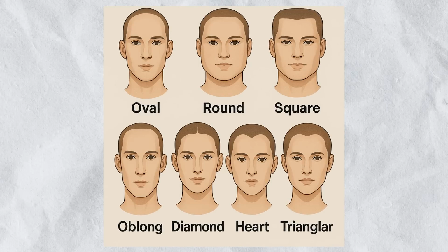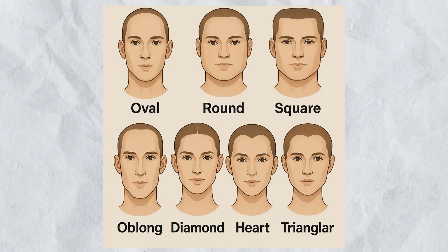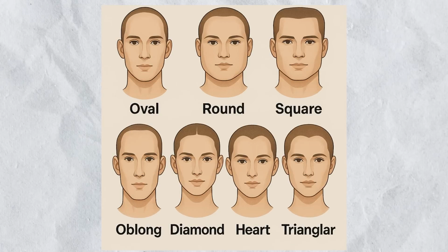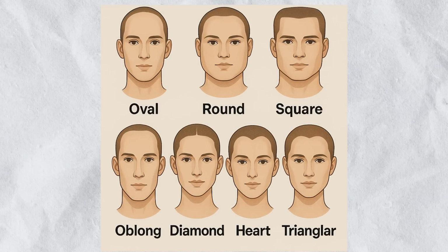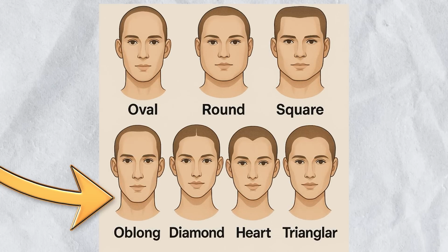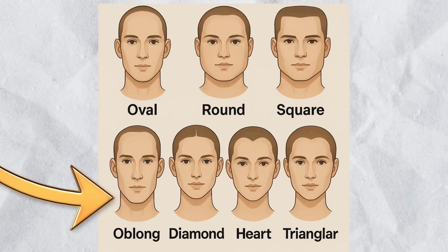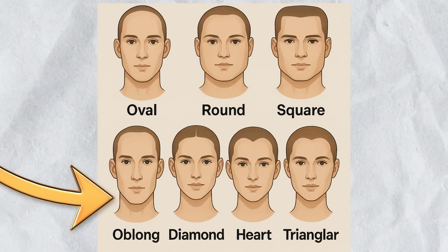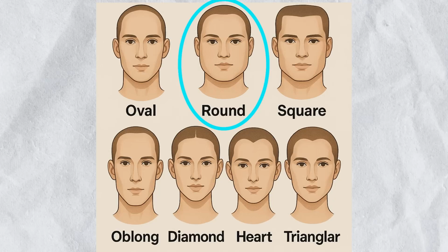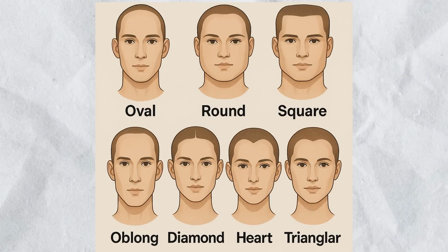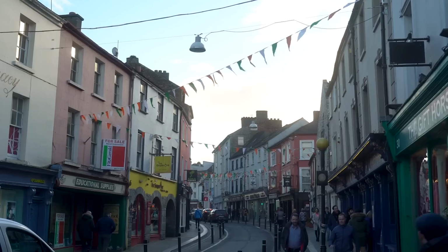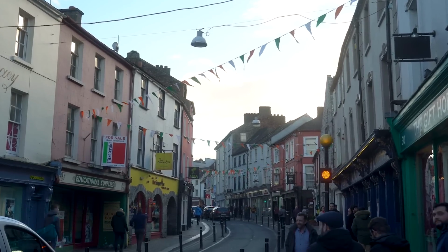Oval, round, square, oblong, which is also sometimes known as rectangle, diamond, heart and triangular. And some of these shapes are associated with people from certain regions of the world. For instance, an oblong face shape often conveys maturity and elegance, and is frequently seen in Scandinavian populations. A round face, on the other hand, gives a more youthful, soft appearance. This is common in East Asian populations as well as some Celtic groups, such as the Irish, yet there is plenty of variation within these groups as well.